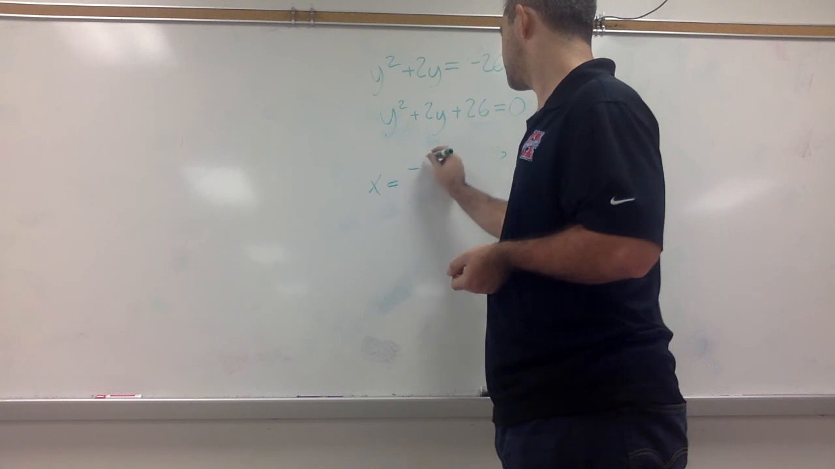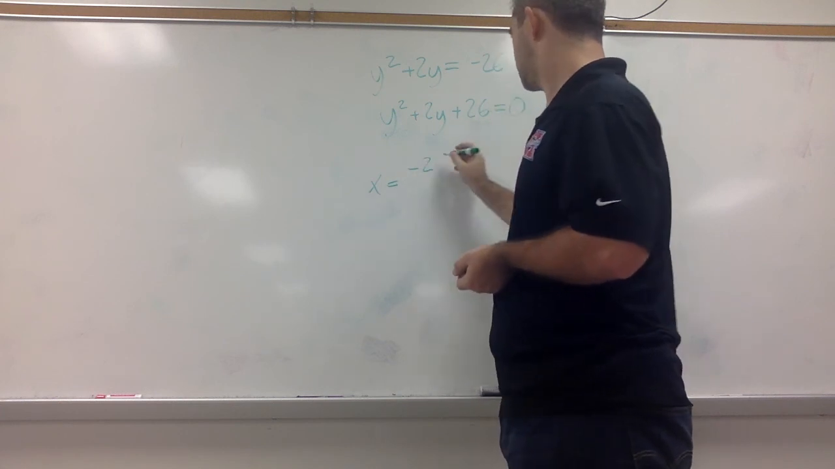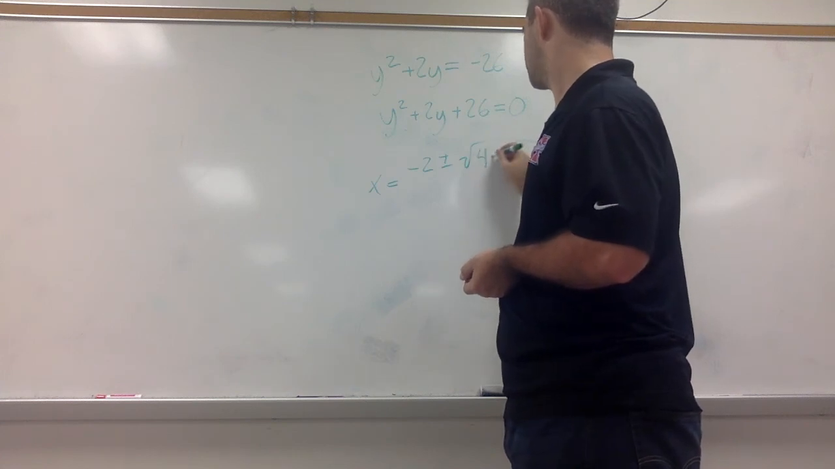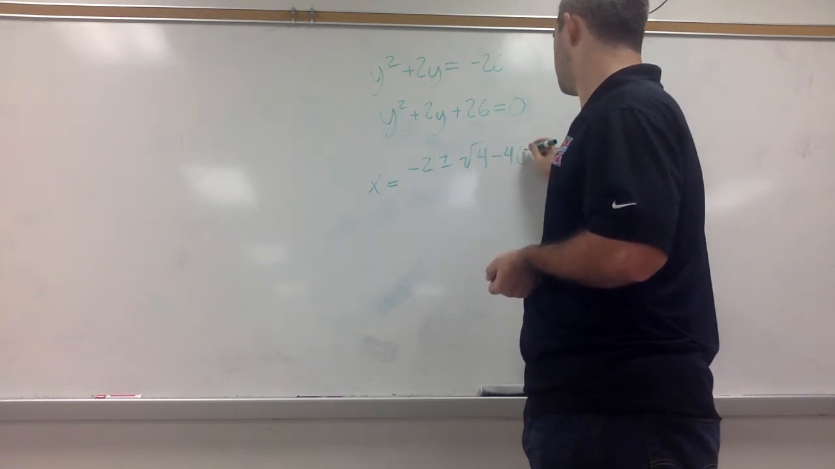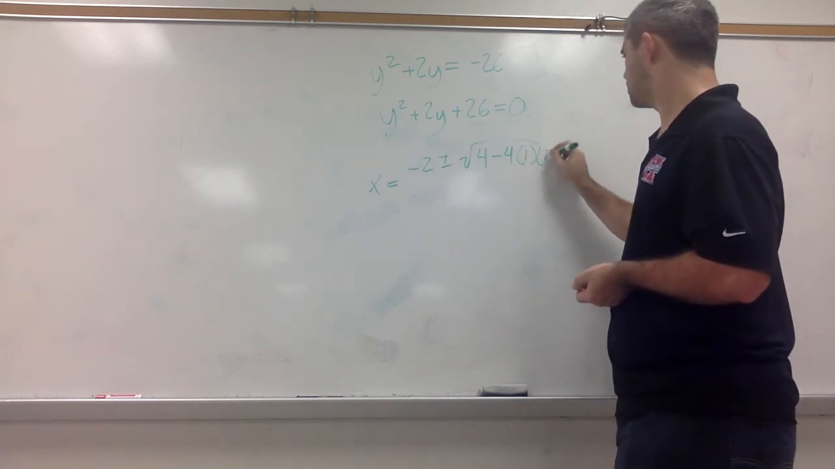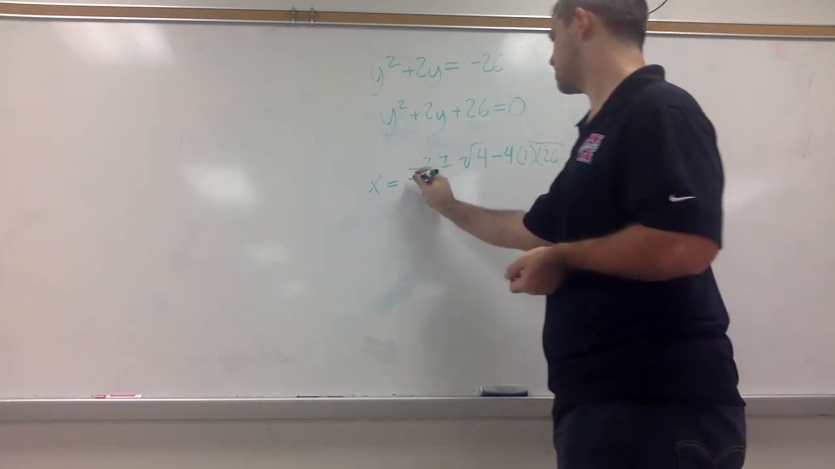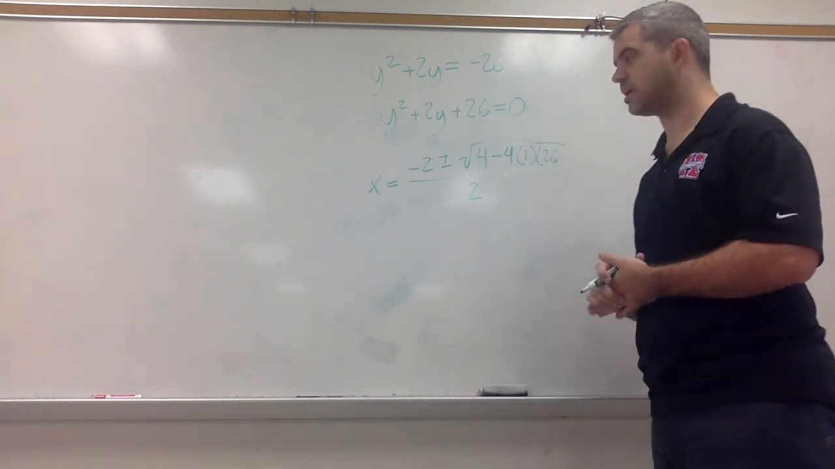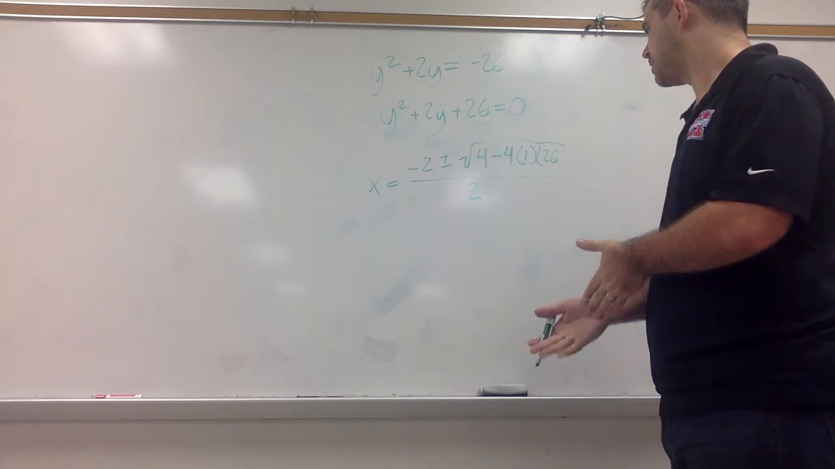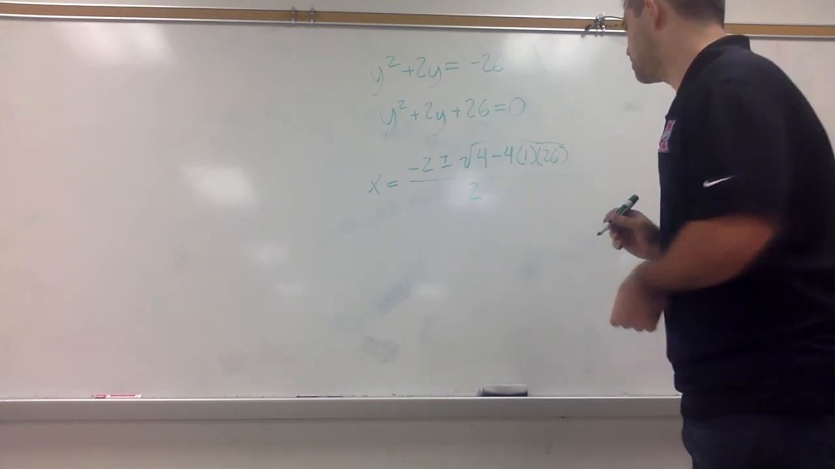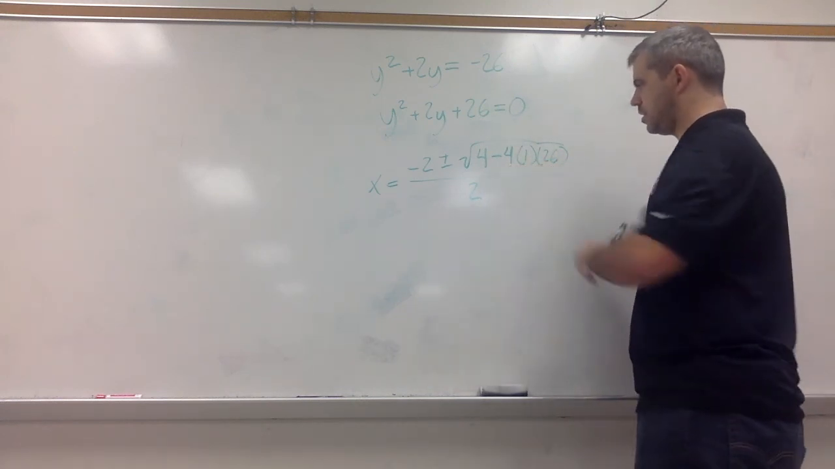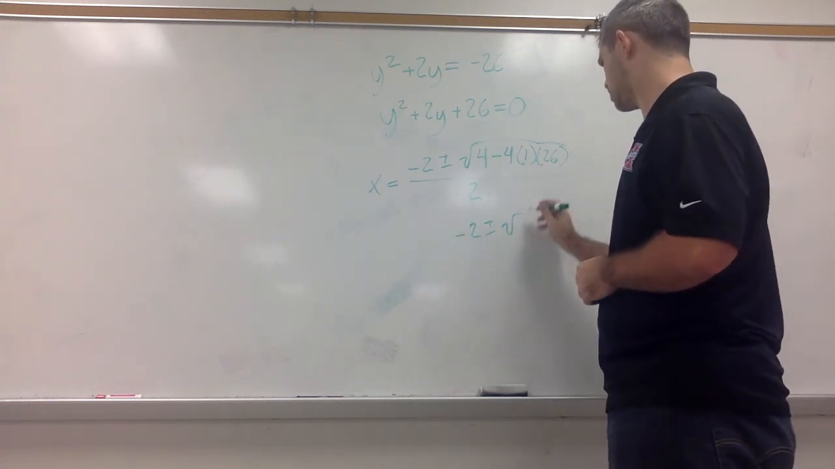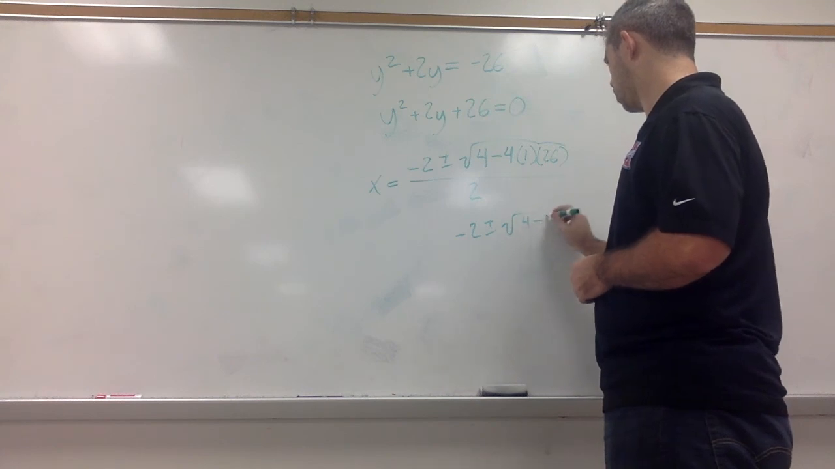x equals negative b plus or minus square root b squared minus 4ac. Ooh, this one's going to be imaginary. All over 2 times a, 2 times 1. All right. So let's see. This should be negative 2 plus or minus square root. I think this is 104.